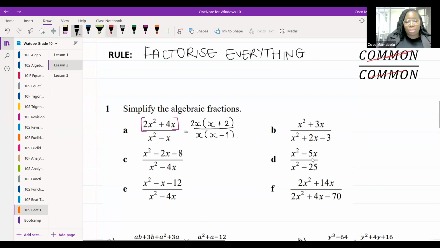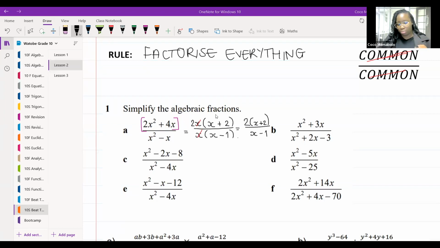Cool. Now I'm going to cancel what's common. I can see that there's an x at the top and an x at the bottom. Do you see that? Yes. So those two will cancel each other out. Everything else will stay. So our answer will be 2 open brackets, x plus 2. What will we have left at the bottom? X minus 1 in brackets. Good. You can leave it outside of the bracket or in the bracket. It won't make a difference. Excellent. Let's look at B quickly before you go.